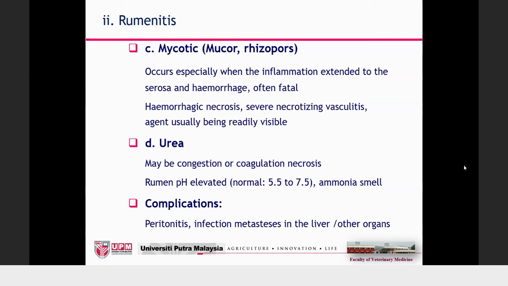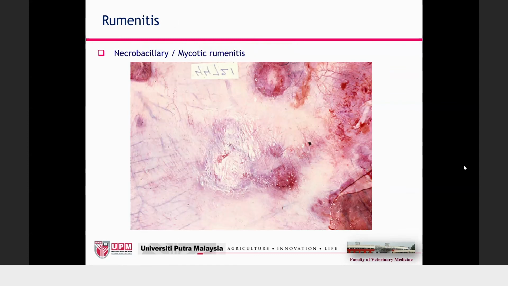This is an example of rumenitis, normally due to fungus, and this is from the serosal surface. So how deep is it? You get reddening and hemorrhage. Of course, they are multifocal. They occur in the rumen.